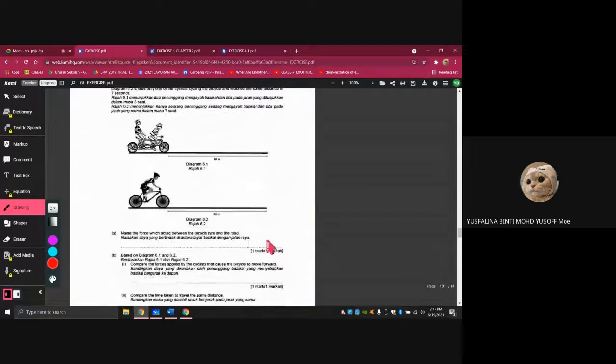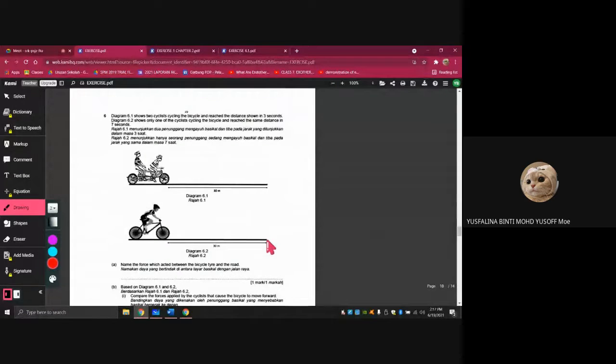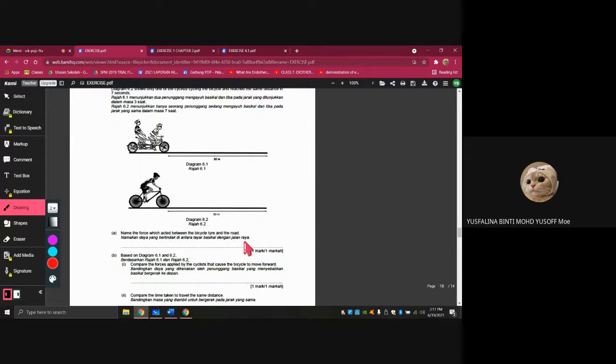Okay, now let's see for number 6. Diagram 6.1 shows two cyclists cycling the bicycle and reach the distance shown in 3 seconds. So for 6.1, it only takes 3 seconds to reach the distance of 30 meter. Diagram 6.2 shows only one of the cyclists cycling the bicycle and reach the same distance in 7 seconds. But the distance is the same, 30 meter.